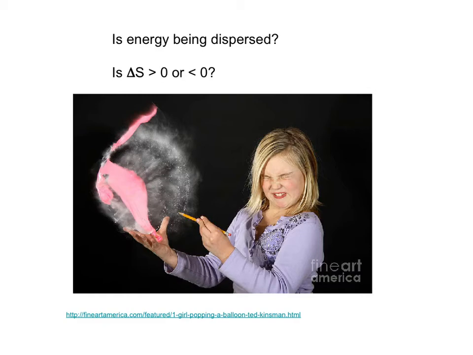So let's see what's happening here. Stop the video and answer those two questions. The answer is yes, the energy of the air inside the balloon is being dispersed or spread out to its surroundings. That means delta S is going to be greater than 0.